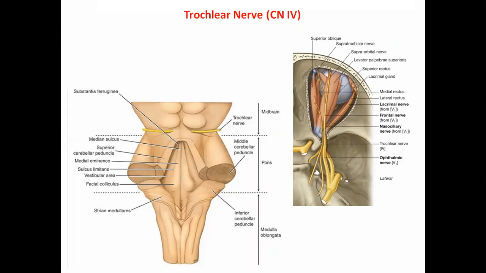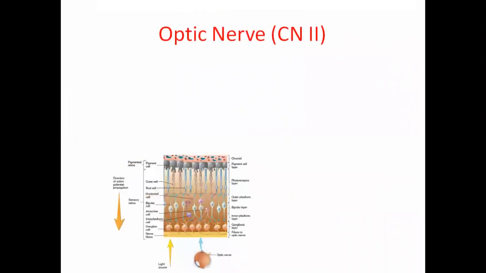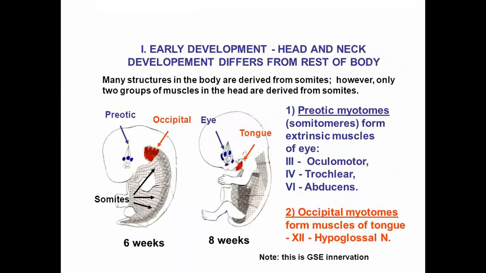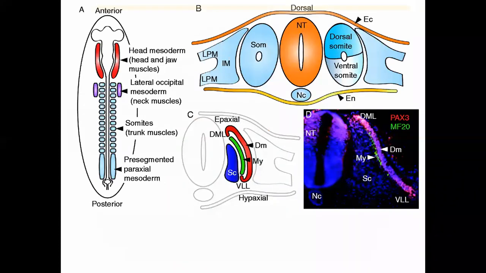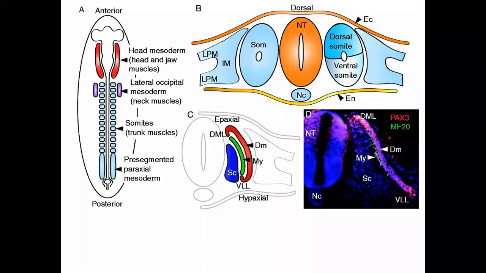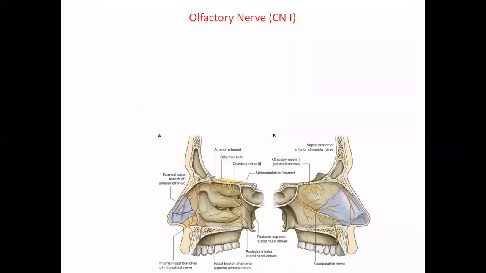I just mentioned that these eyeball muscles are derived from myotomes, somites, isn't it? See, preotic myotomes. They are going to give rise to skeletal muscles, that is, the extrinsic muscles of the eyeball. They are also skeletal muscles, right? So which component is supplying the muscles which are derived from the somites? General somatic efferent. Yes, general somatic efferent. So the trochlear nerve has a general somatic efferent component. This is what you should correlate.